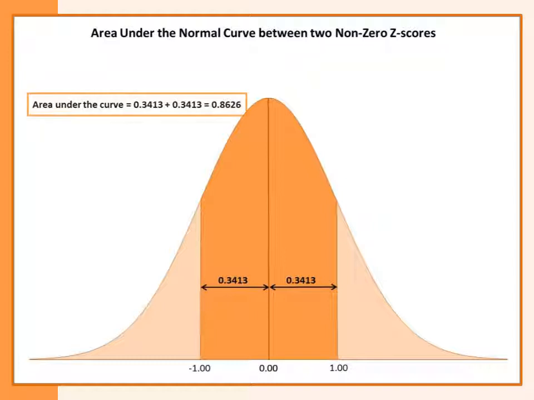We add those two areas together, and we see that the total area under the curve that falls between minus 1 and 1 z-scores is 0.6826, or about 68% of the area under the curve. And this is where we get from the empirical rule the estimate that about 68% of all scores will fall between 1 and minus 1 standard deviations from the mean.